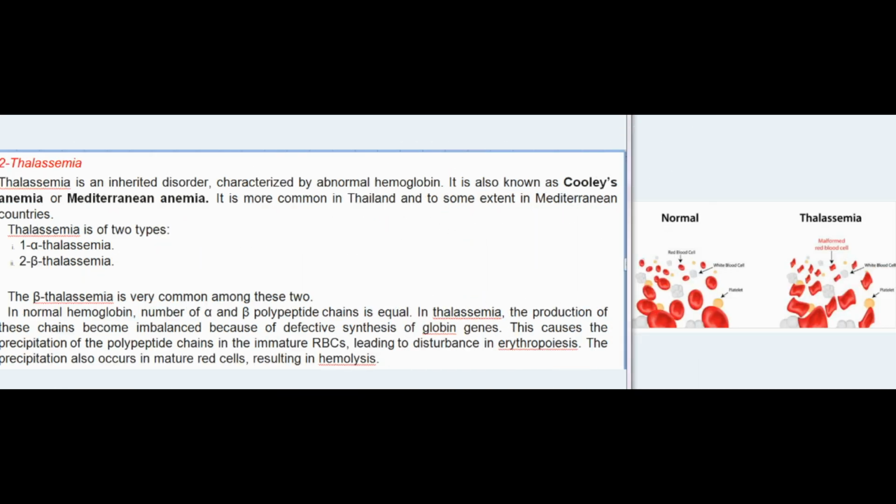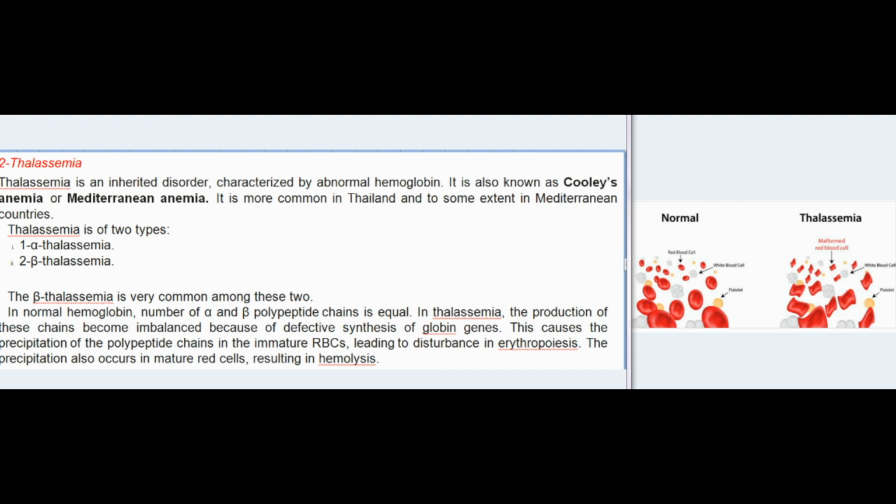Thalassemia is an inherited disorder characterized by abnormal hemoglobin. It is also known as Cooley's anemia or Mediterranean anemia. It is more common in Thailand and to some extent in Mediterranean countries. Thalassemia is of two types, alpha thalassemia and beta thalassemia. The beta thalassemia is very common among these two.